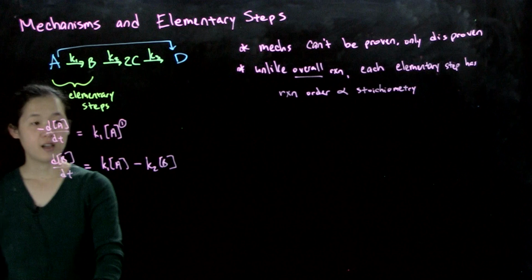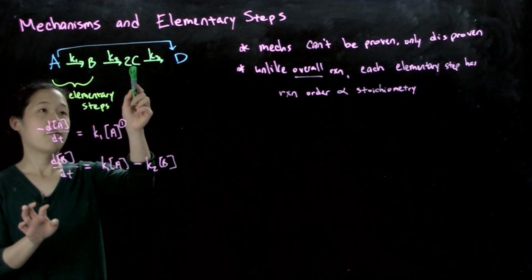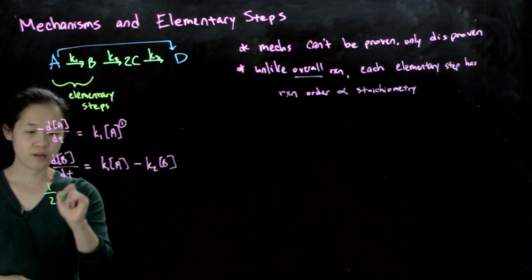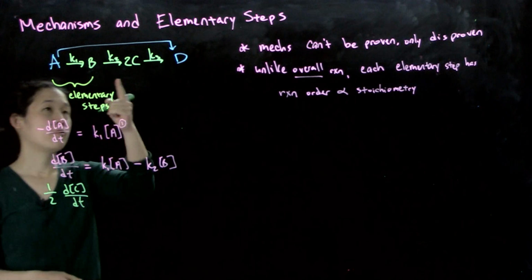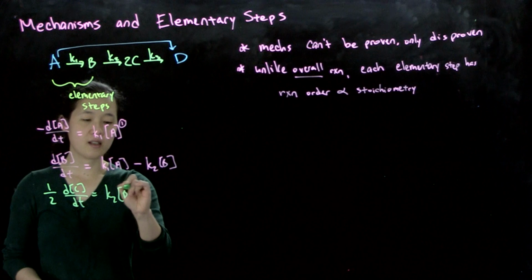Okay. And then for the next step, the third step, formation of 2C, the rate is going to be 1/2 dC/dt. And just like before, it's going to be equal to K2 times B.